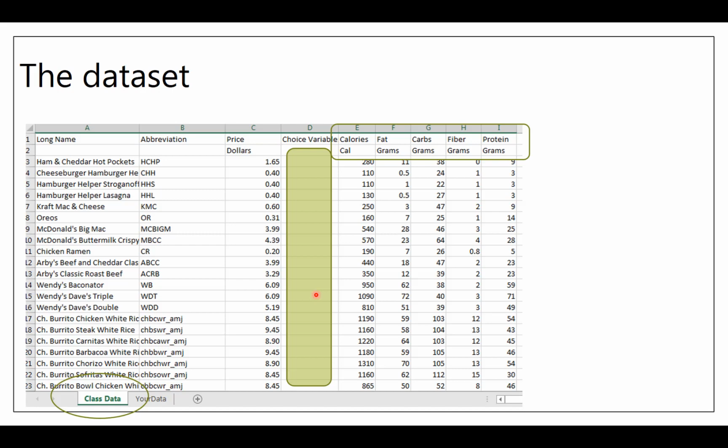And the way it's going to be set up is, if you'll look in the spreadsheet that accompanies this lab, the first sheet is called class data. And I think it has 200 or so different foods. For each of these foods, you'll see there's a long name written out to describe what the package description was, or the food item. So this is a ham and cheddar Hot Pocket, McDonald's Big Mac, Wendy's Dave's Double, whatever. So there's all of these foods, and then there's an abbreviation here.